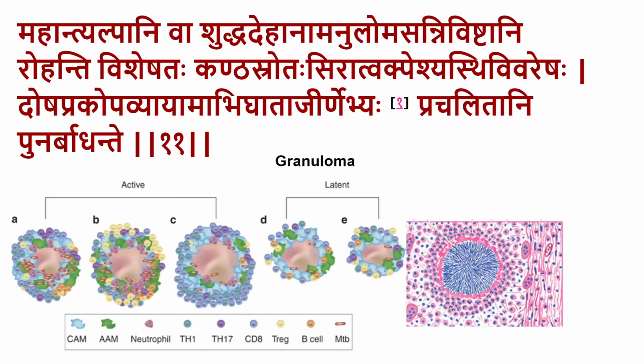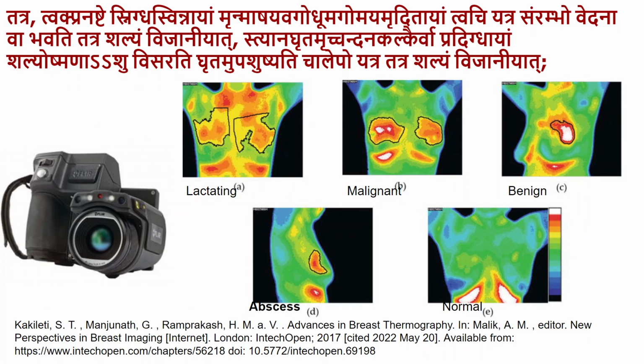But later on, in due course of time, due to some precipitating triggering factors like dosha prakopa, vyayama, abhigata, ajirna, either systemic factors or local factors which can produce irritation, they may produce the symptoms. That's one possibility of an object being retained in the body without producing any complications.